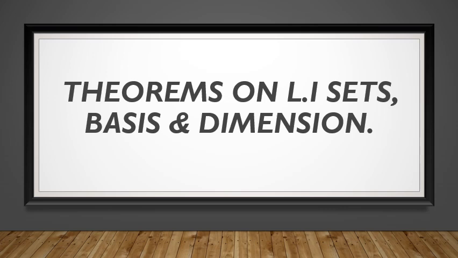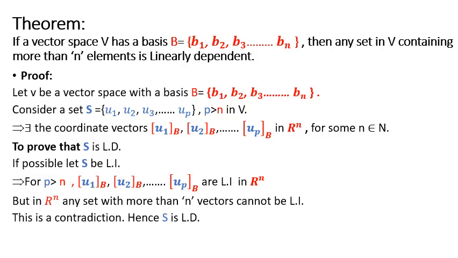In this lesson, I am going to explain a few theorems on linearly independent sets, basis and dimension. Our first theorem is: if a vector space V has a basis B equal to the set containing b1, b2 and so on bn, then any set in V containing more than n vectors, that is n elements, is linearly dependent.